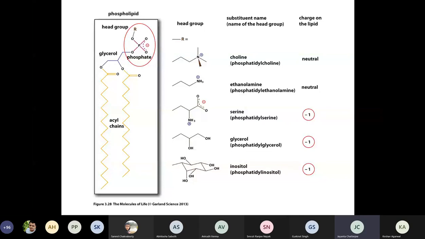The reason they disrupt the membrane is the dynamics present in the membrane, which we will see again in a few slides, because membranes are not very rigid structures. They are very dynamic structures. So this is about the charge.